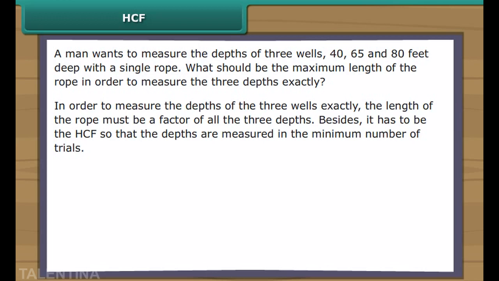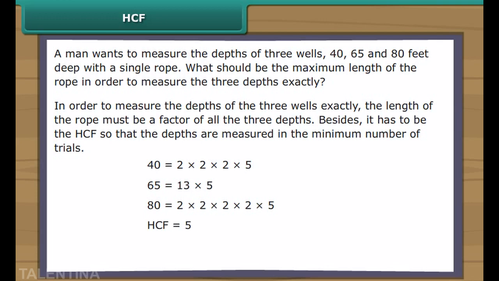Let us first express the 3 depths as products of their prime factors. 40 is equal to 2 into 2 into 2 into 5. 65 is equal to 13 into 5. 80 is equal to 2 into 2 into 2 into 2 into 5. HCF is equal to 5. Therefore, the rope must be 5 feet long.